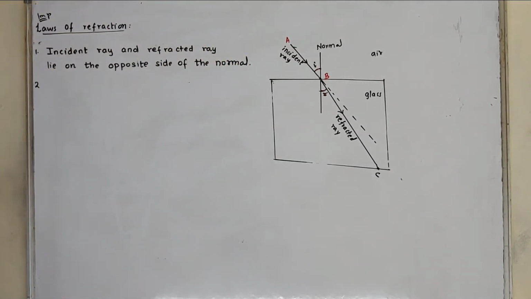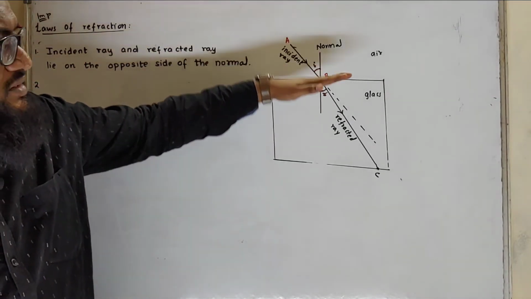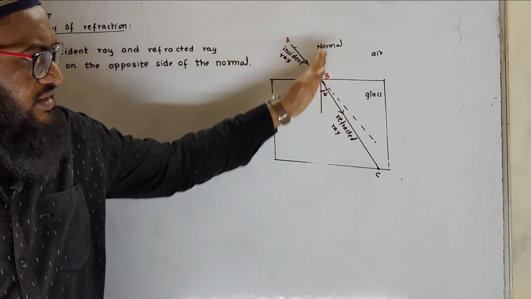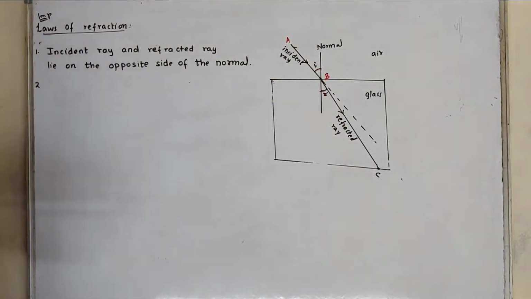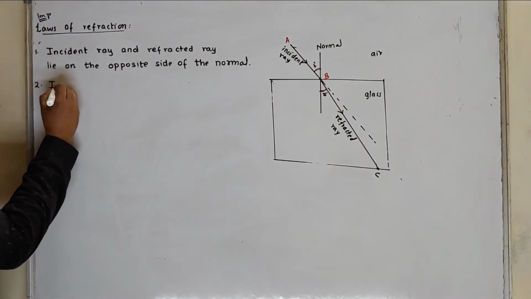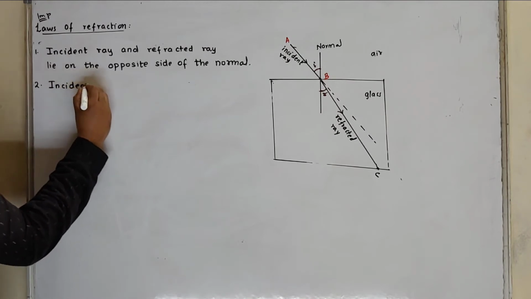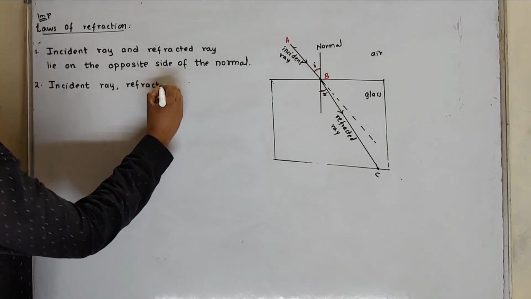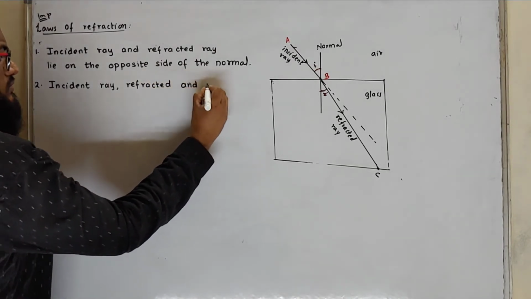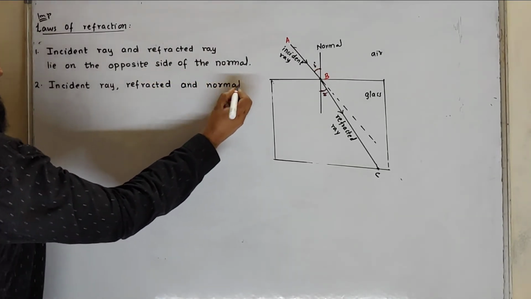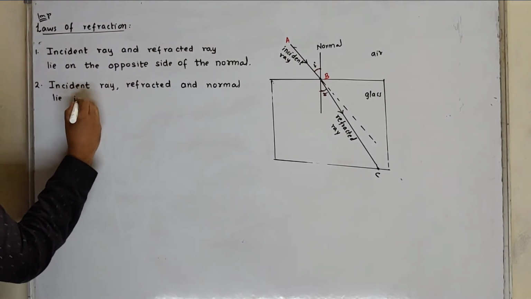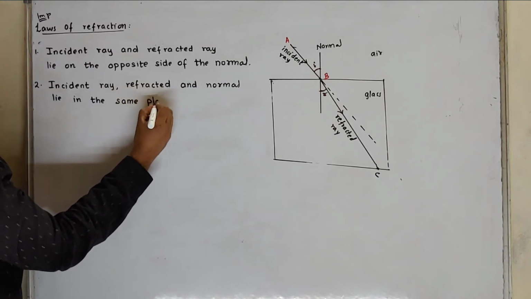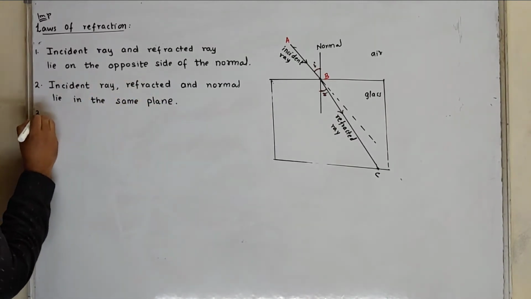Second point, now the incident ray, refracted ray and normal lie in the same plane. So the second point: the incident ray, refracted ray and normal lie in the same plane.